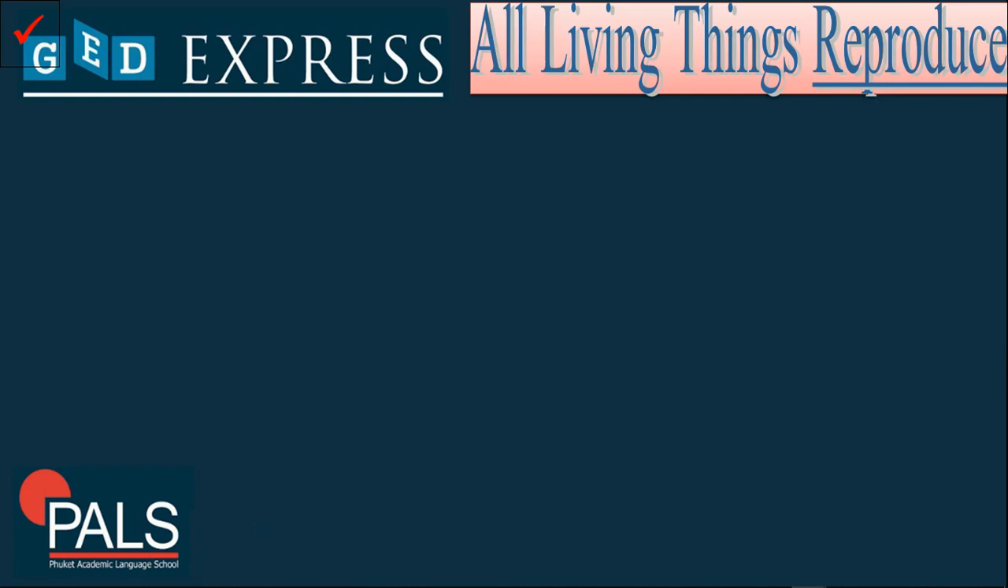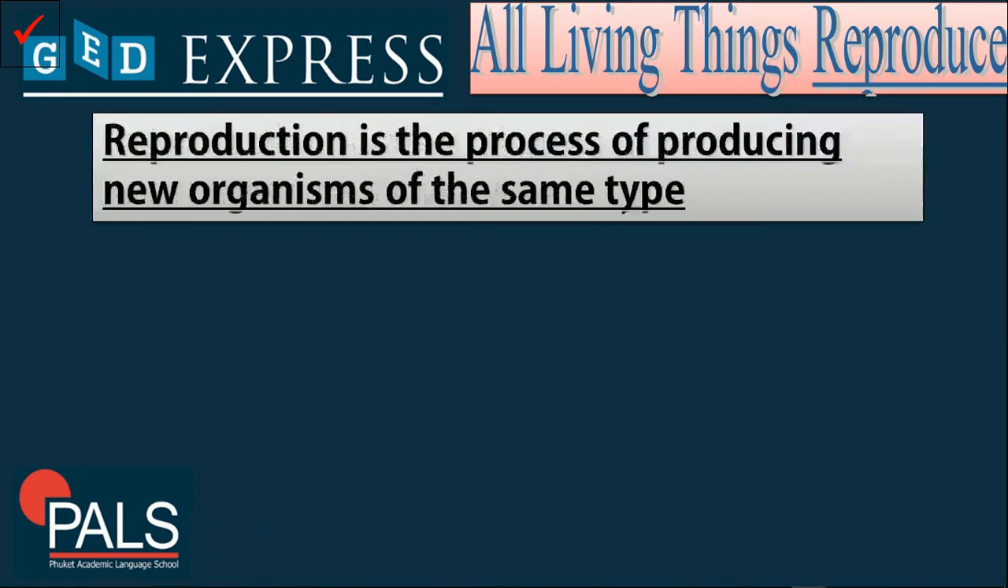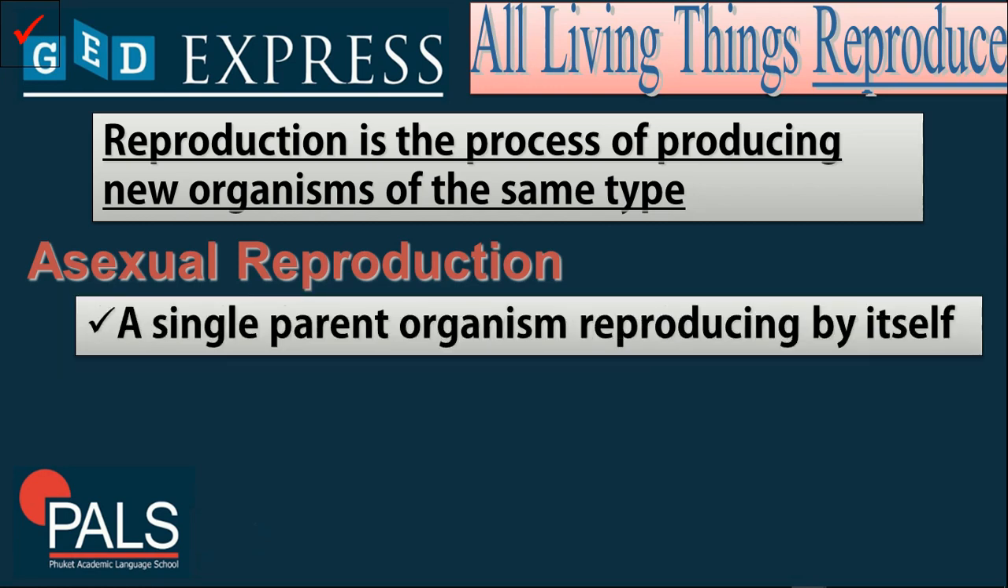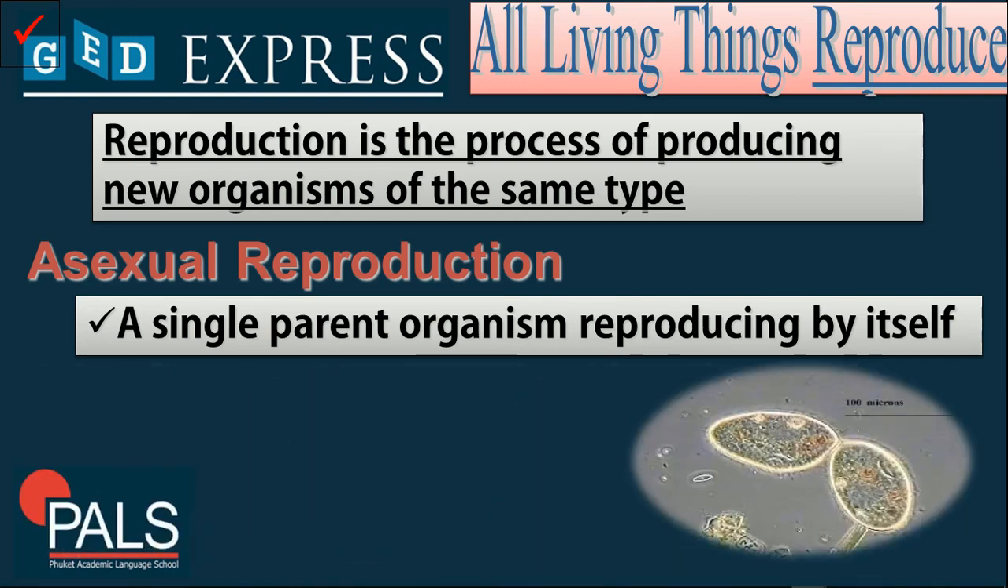Now, we have another characteristic of living things. All living things reproduce. That means they have the ability of producing new organisms of the same type. That is through sexual or asexual reproduction. But let's first define asexual reproduction. That means a single parent organism reproducing by itself. For example, bacteria can reproduce on their own without interacting with other bacteria.